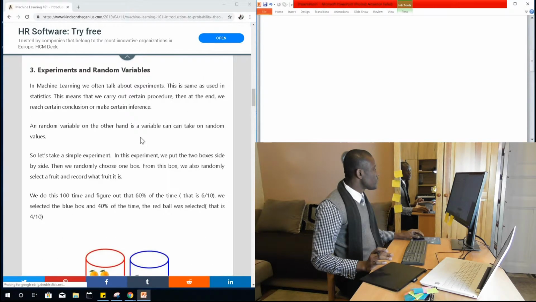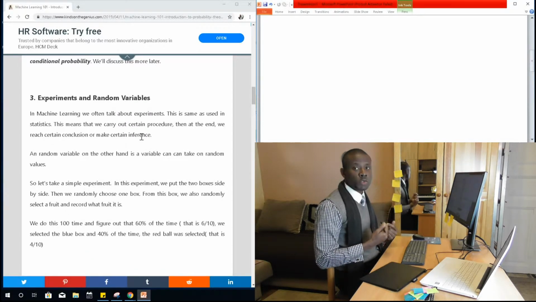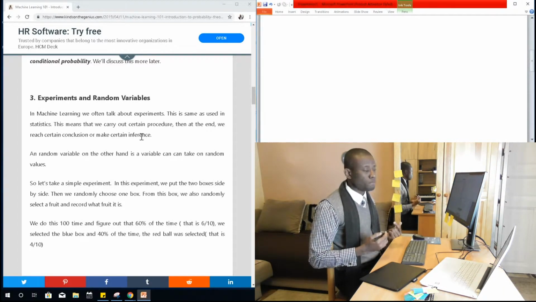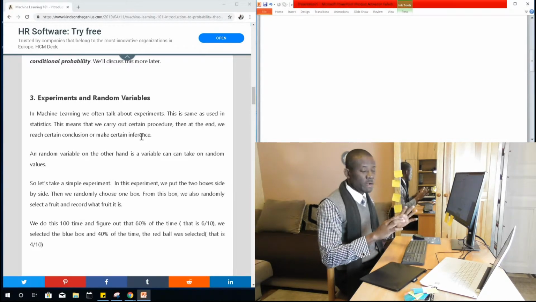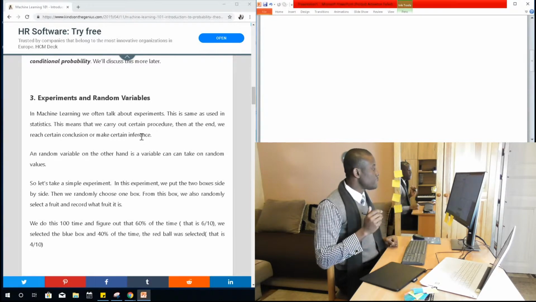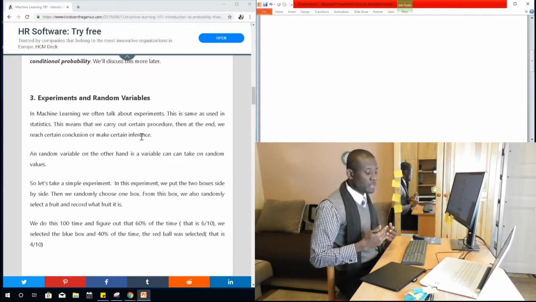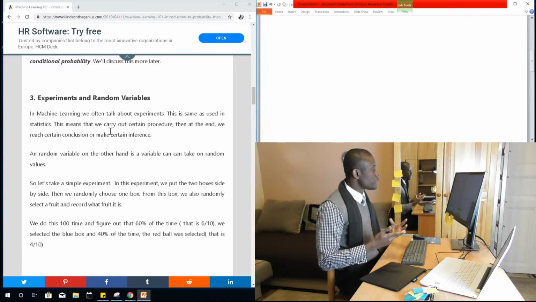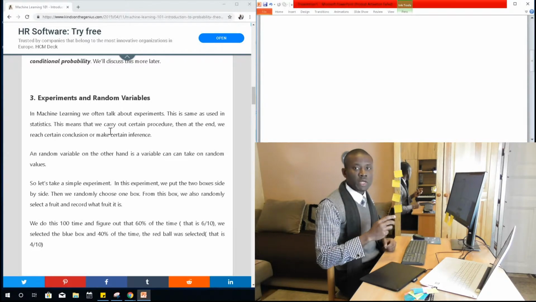Let's now discuss what are called experiments and random variables. In probability theory, you will always hear about experiments. What is an experiment? An experiment in machine learning is not about experiments in the chemistry or biology lab where you have to do titration and things like that. In machine learning, when we're talking about an experiment, we are talking about events that happen randomly. This is the same as used in statistics. This means that we carry out a certain procedure, and at the end we reach a certain conclusion and make an inference. For these procedures, the outcome is actually random.